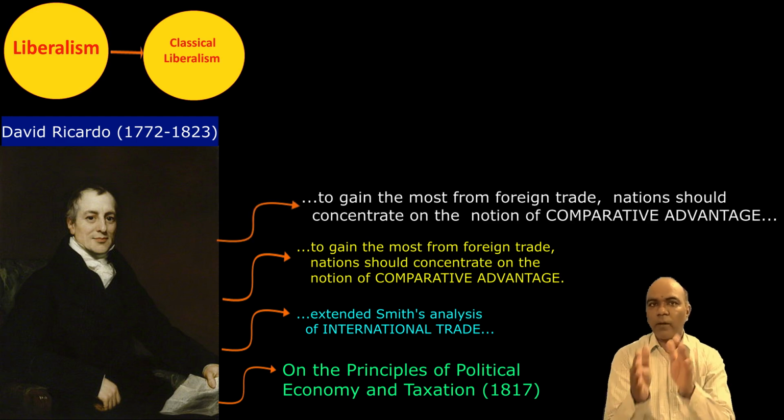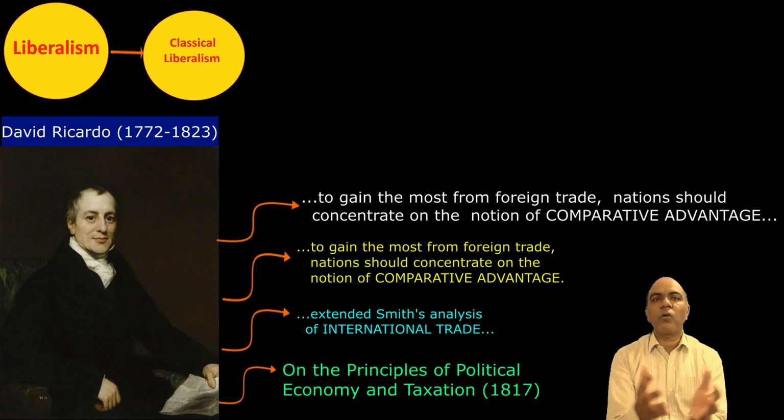Thus, to gain the most from foreign trade, nations should concentrate on the notion of comparative advantage. The later comparative advantage has become one of the major identifying concepts in the liberal analysis of trade. We know it. Now, in this view, trade is not based on who can produce the most of any given good, that is, absolute advantage. In this case, the value of the best alternative when a choice is made should be considered.